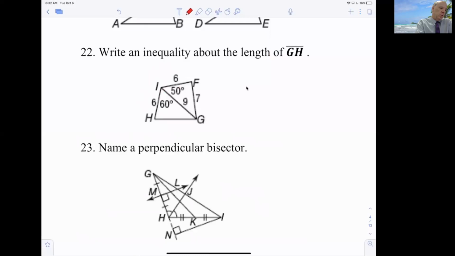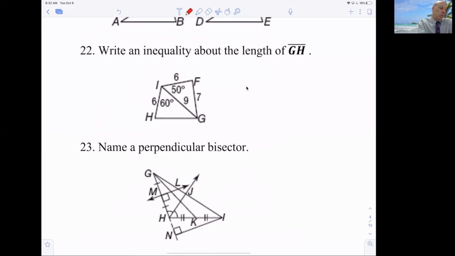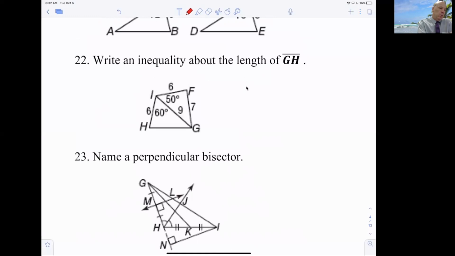GH. Greater than. Wait a minute. Write an inequality about the length of GH. GH is greater than FG. Okay, so this one's a little bit more complicated, so try to listen to me on this one now. Right, so do we agree that GH has to be greater than what? But what's FG, guys? Is it greater than 7? Yes. All right, so GH has to be greater than 7, right? So could it be 1,000? Could GH be 1,000? GH is greater than FG because GH has a 60 degree angle pointing at it, and FG just has a 50 degree.